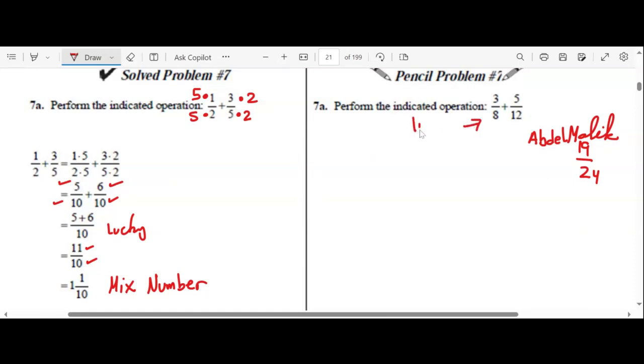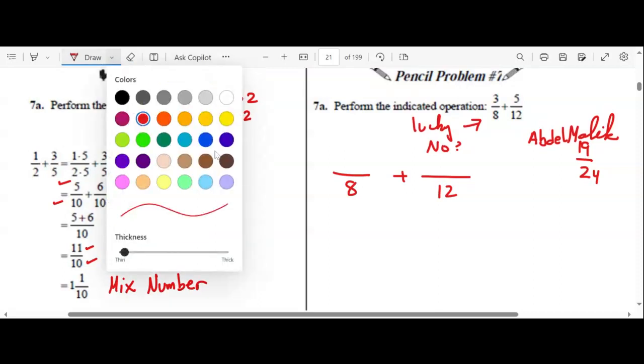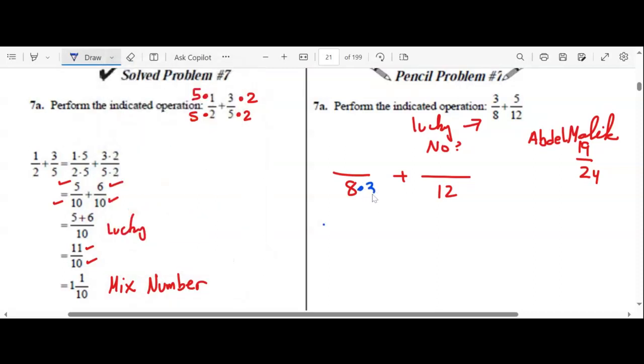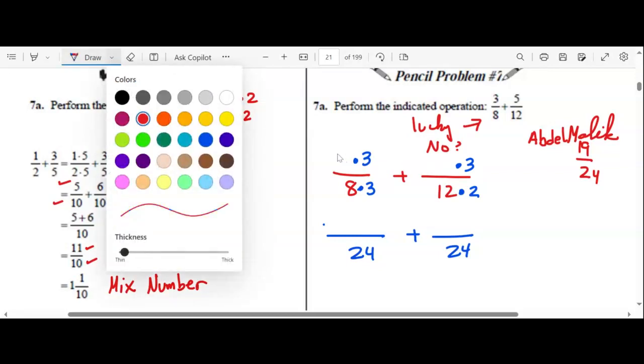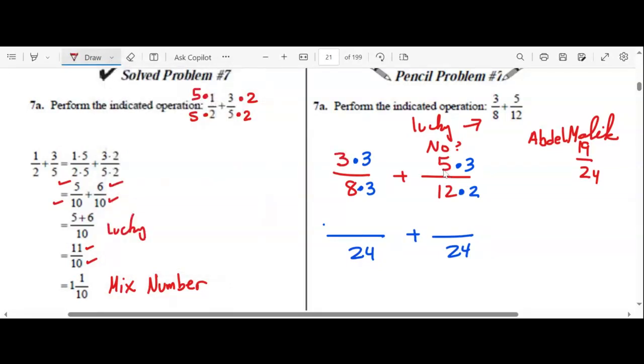First, are you lucky? No. Can you make your own luck? So what should I multiply? Multiply what by what? 8 by 3. And here, 12 by 2. So that gives you what? 24, correct? But if you play in the bottom, you play where? In the top, right? So what you have here? 3, and you have here 5.